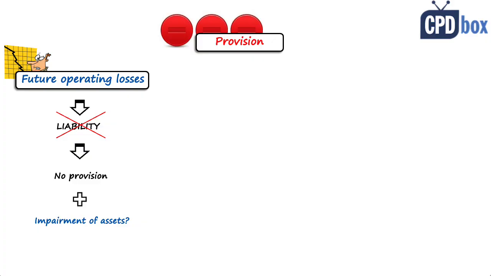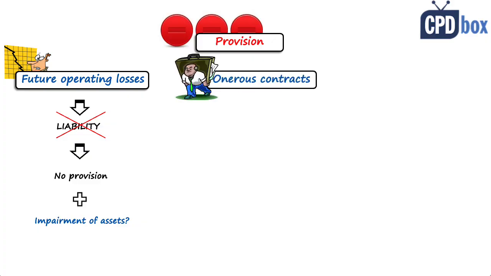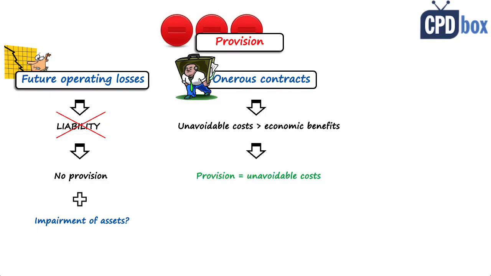Another specific area addressed by the standard relates to onerous contracts. Onerous contract is an unfair contract in which the unavoidable costs of meeting the obligation under the contract exceed its economic benefits expected to be received under it. In other words, it is a loss-making contract that cannot be avoided. If a company or an entity identifies certain contract as onerous, then it must recognize a provision in the amount of unavoidable cost of fulfilling the contract.